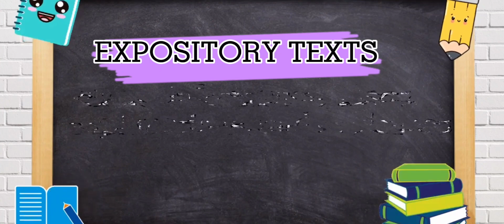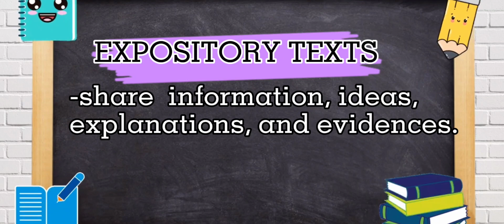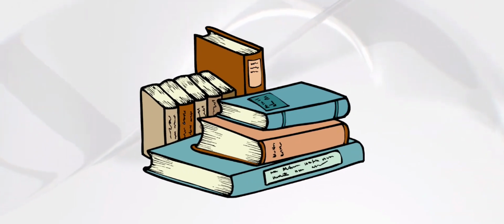Expository texts share information, ideas, explanations, and evidences. Some examples of expository works include magazine and newspaper articles, textbooks, and autobiographies.